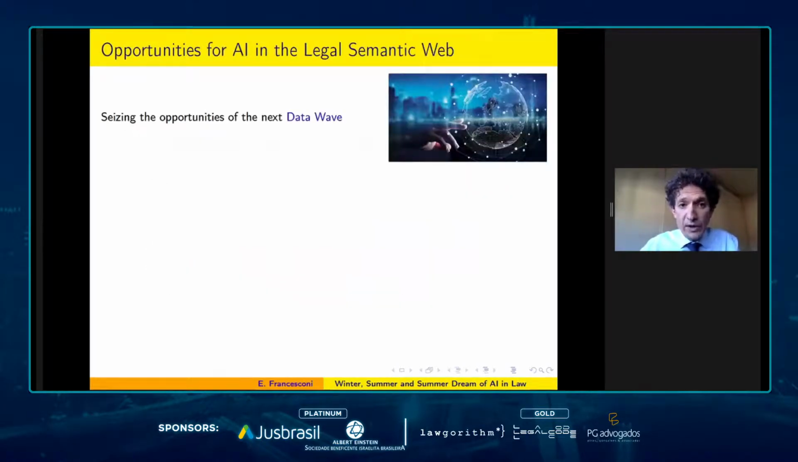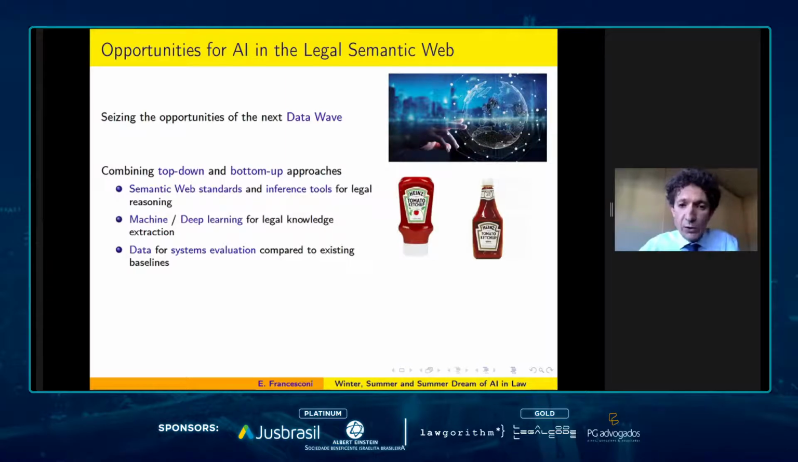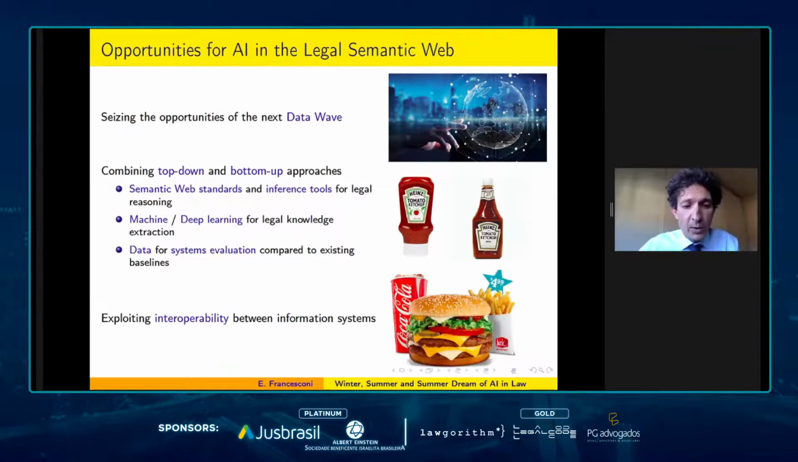And the opportunities for AI in the legal semantic web, or in the legal domain in general, lie in seizing the opportunities of the next data wave, combining top-down and bottom-up approaches: using semantic web standards and inference tools, which are already available for legal reasoning, machine and deep learning for legal knowledge extraction, data for system evaluation compared to existing baselines, and finally, exploiting interoperability between information systems.